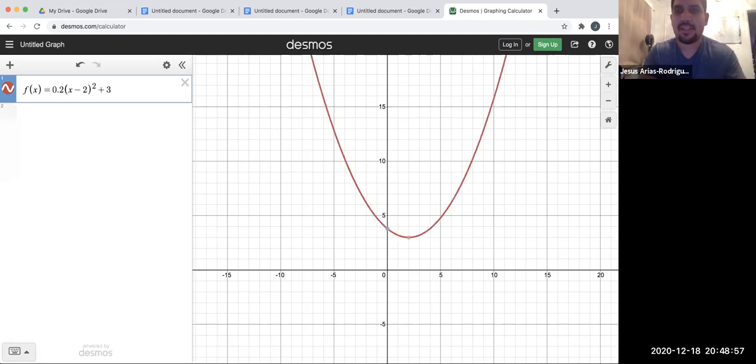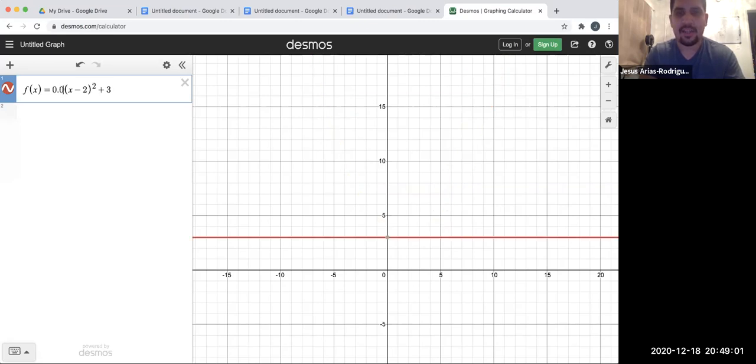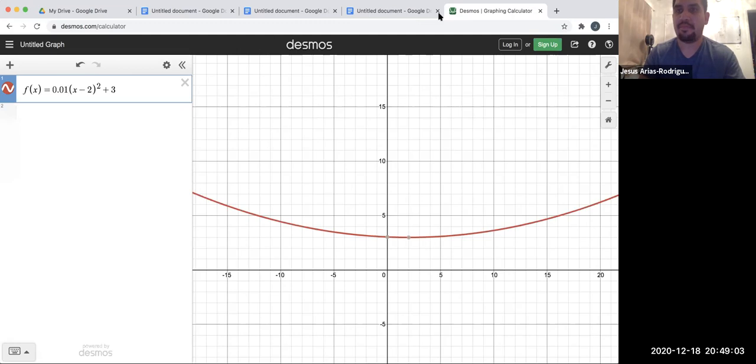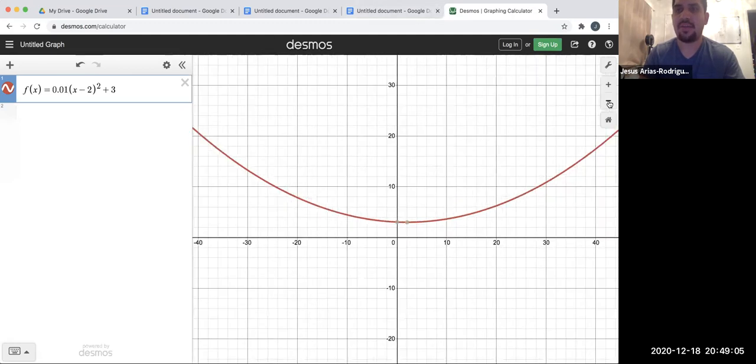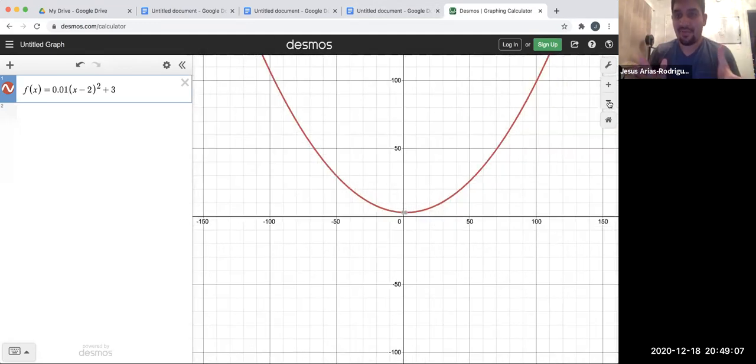If I decrease it, we get something like this. If I go even crazier than that, we get something like that. Let me just kind of quickly zoom it out. And you can see that this function is being kind of compressed, pushed down against the x-axis. Hence, the name or the phrase compression horizontally.